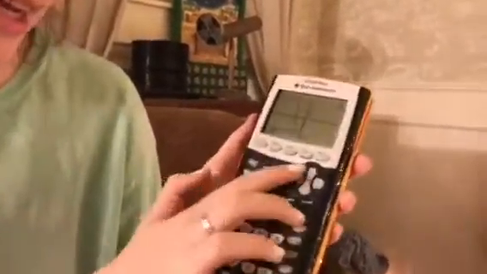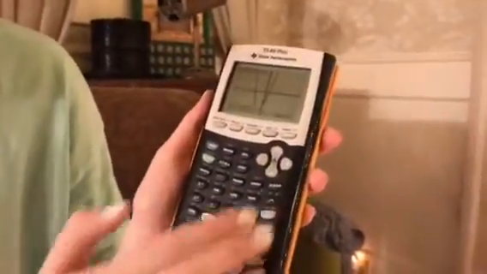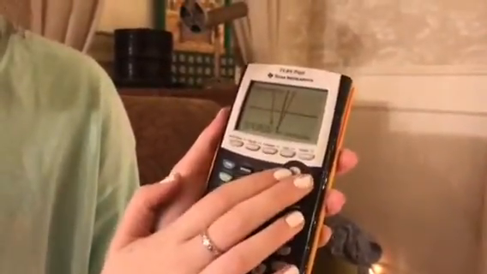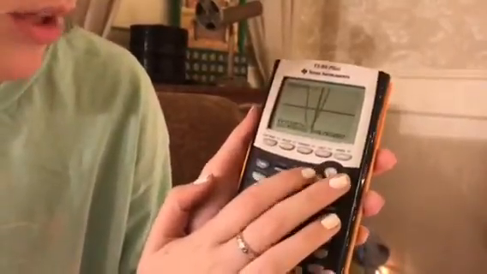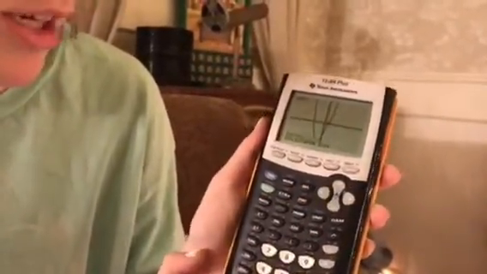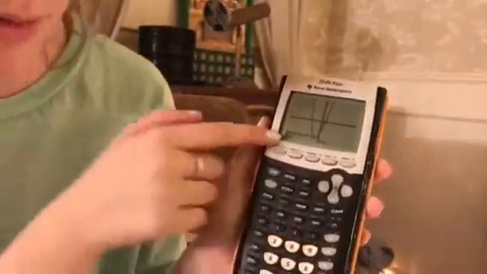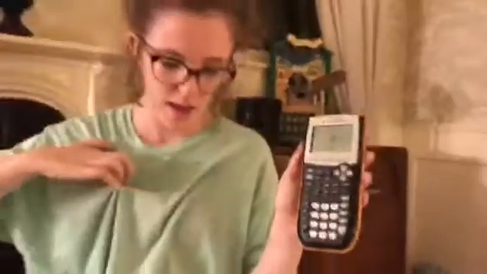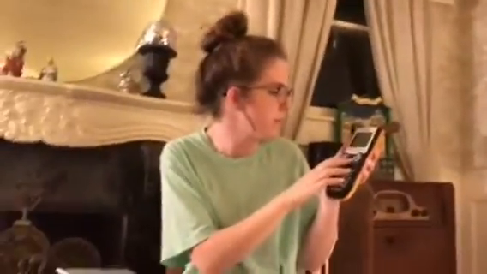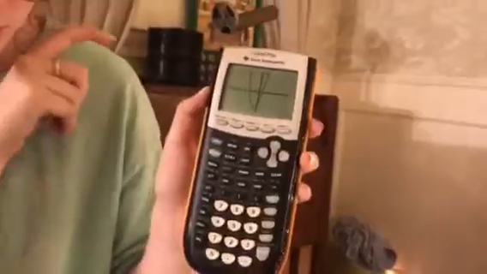Then you're going to press second, calculate, 5 again, but you're going to do the right intersection this time. So you're going to get pretty close to it. Enter, enter, enter, x equals 2. So that's our second answer. With this, I'll show you the parts of a parabola. Down here is the vertex, and these are our zeros.